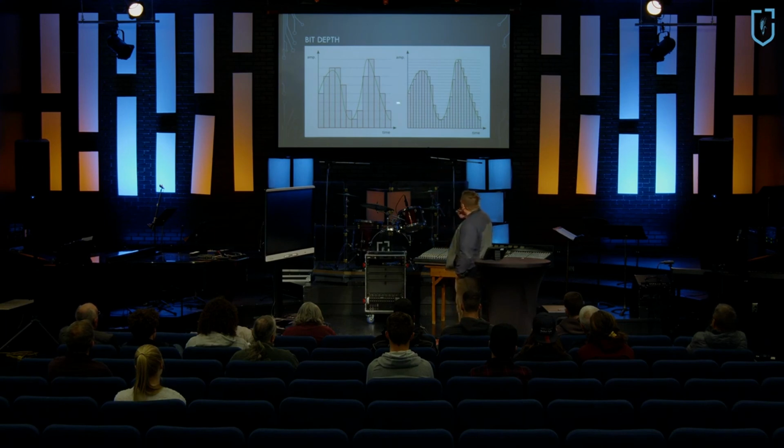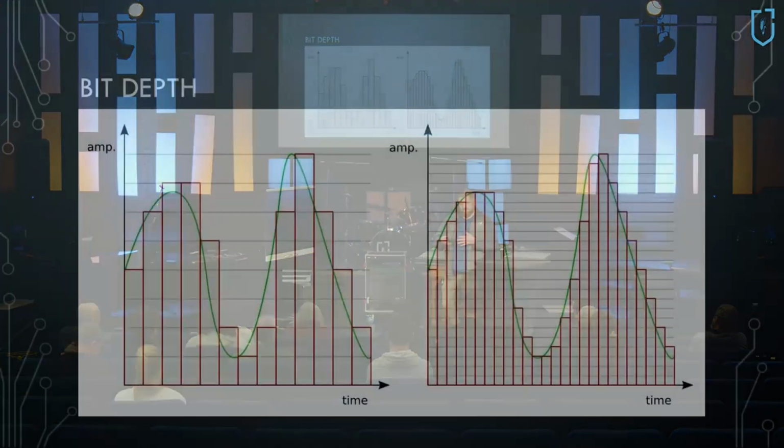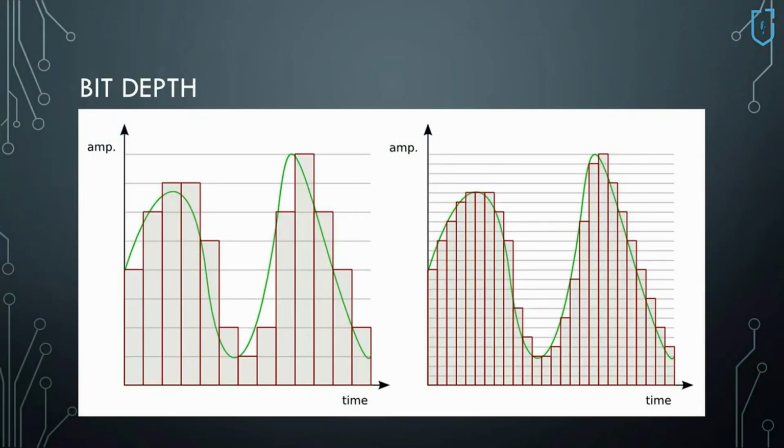So this is a higher bit depth number. You can see it can give you a more accurate representation of the signal there. So the higher your sample rate and the higher your bit depth, the more accurate the digital conversion is, but the more data there is.